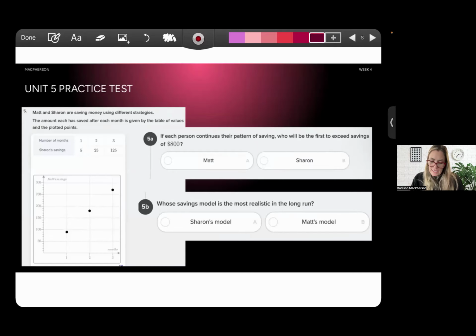Matt and Sharon are saving money using different strategies. The amount each has saved after each month is given by the table of values and the plotted points. So here we have Sharon's savings. From month 1 to month 2, she multiplied her savings times 5. And then to month 3, she multiplied by 5 again. Because we're multiplying by 5 every time, that tells me that this is exponential growth.